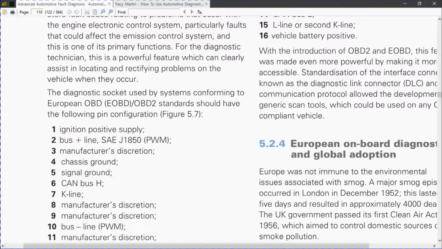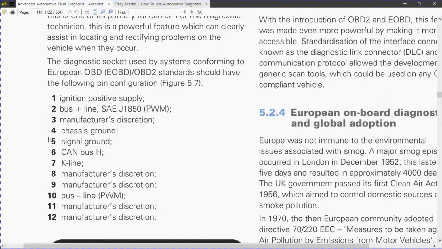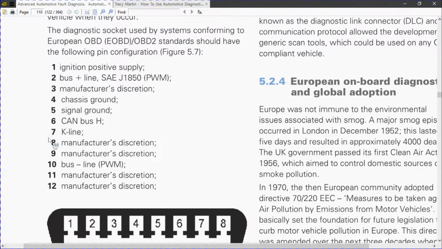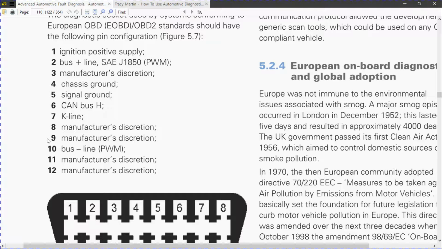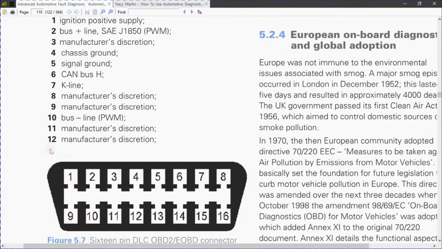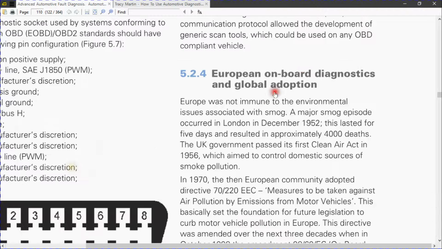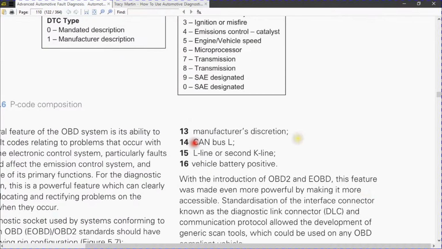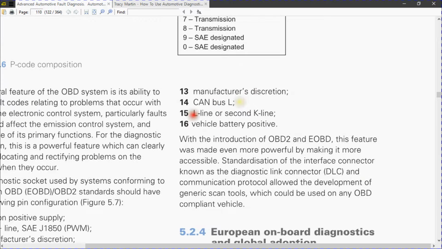The diagnostic socket used by systems that conform to European OBD, EOBD, or OBD2 standards should have the following pin configuration. First is ignition positive supply. Number 2, bus plus line SAE. Number 3, manufacturer description. Number 4, chassis ground. Number 5, signal ground. Number 6, CAN bus H. Number 7, K line. Number 8, manufacturer description. Number 9, manufacturer description. Number 10, bus line PWM, manufacturer description. Number 12, manufacturer description. Number 13, manufacturer description. Number 14, CAN bus L. Number 15, L line and second K line, and vehicle battery positive.